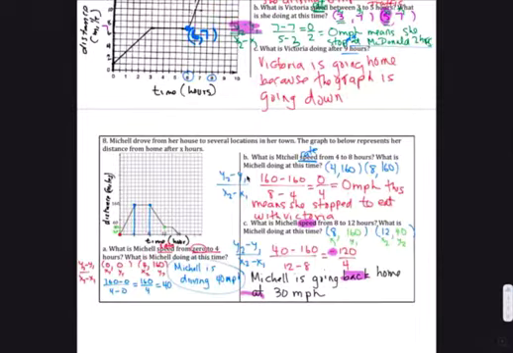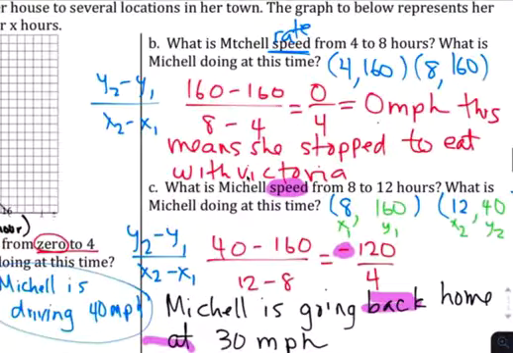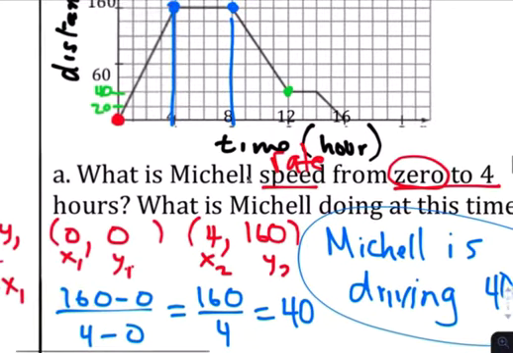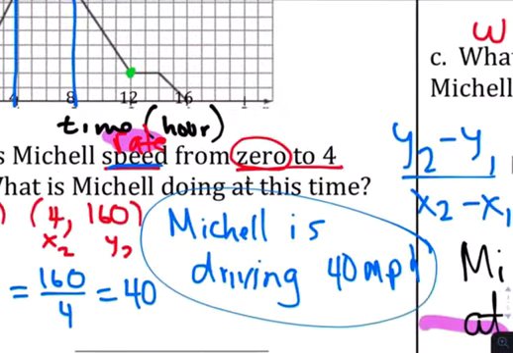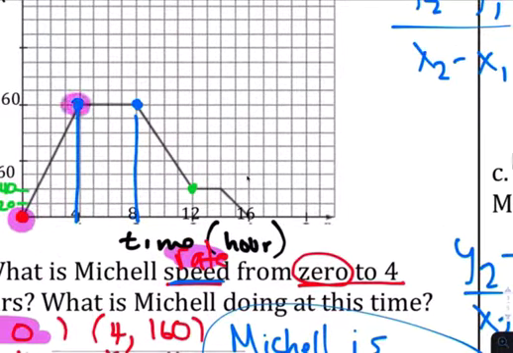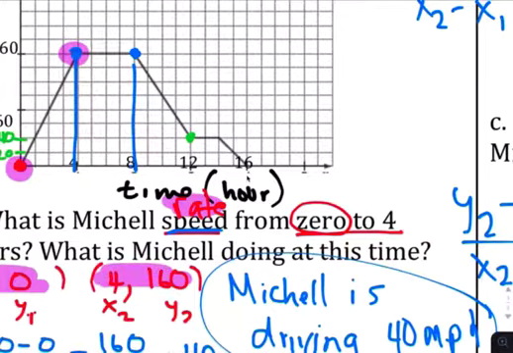Number 8, same thing here. Again, speed is the same thing as rate. Rate is the same thing as the slope formula. You start out at 0. That's the ordered pair (0, 0). At 4, 4 is right there. The ordered pair is (4, 160).